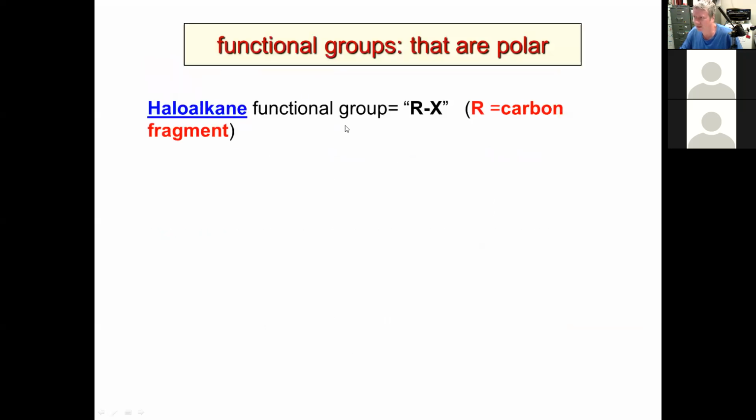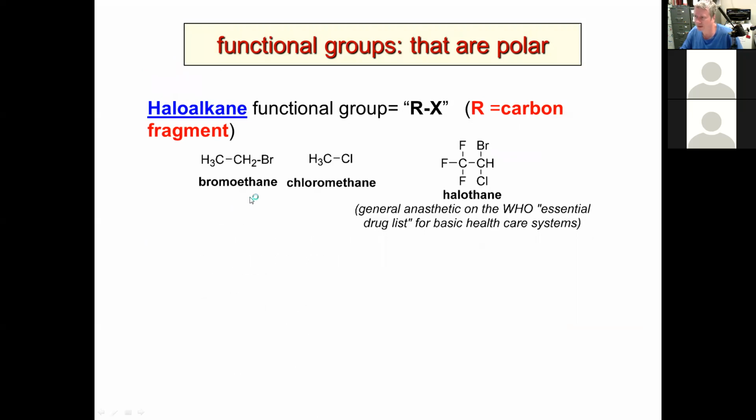Haloalkanes, we already talked about them. It's the functional group of RX. R means a carbon fragment. X means a halogen: chlorine, bromine, iodine, fluorine. So bromoethane, chloromethane, and this is called halothane.